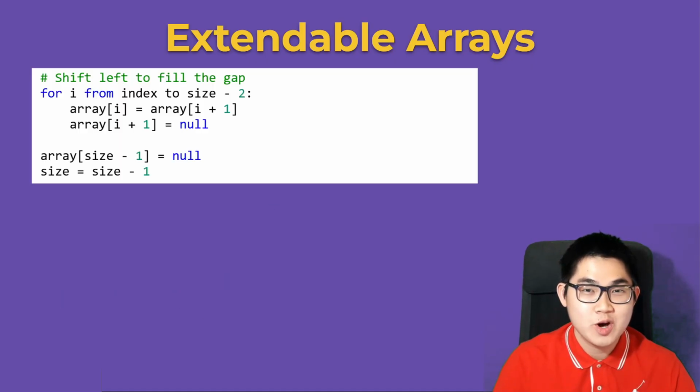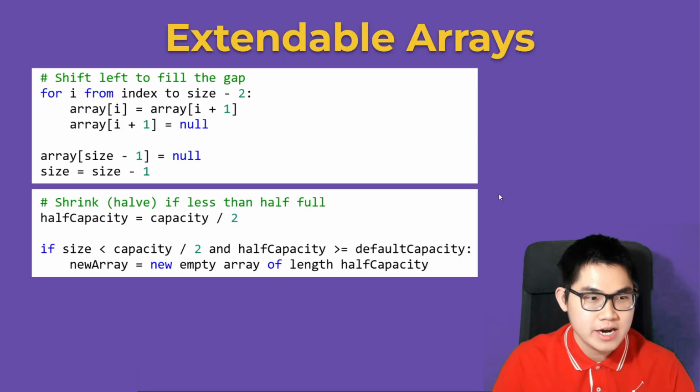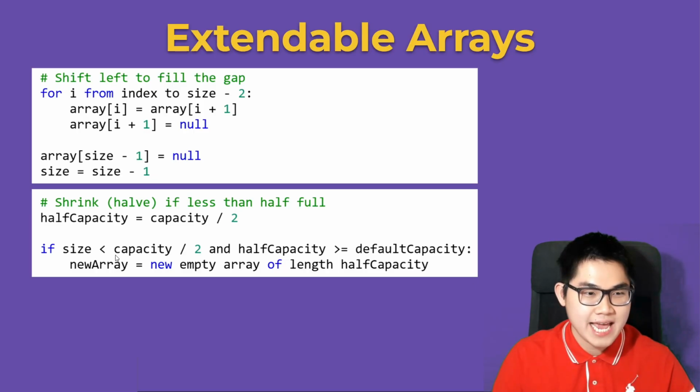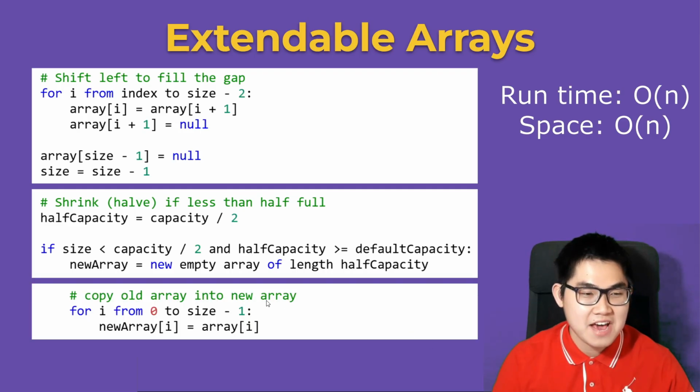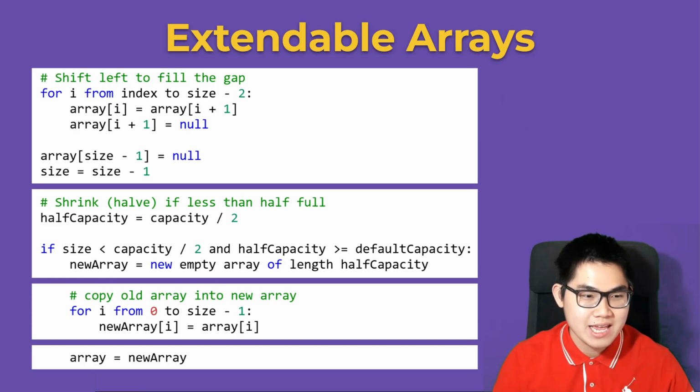Here is the pseudocode for deletion. First, we shift the elements to the left and overwrite that value, and that's basically this part. If our size is smaller than capacity over 2, we're going to create a new array and shrink the capacity. The condition here in the if statement is optional. This is just to prevent your capacity from being too small. Once we have our new array, we copy over the content from the old array and then point our array to the new array.